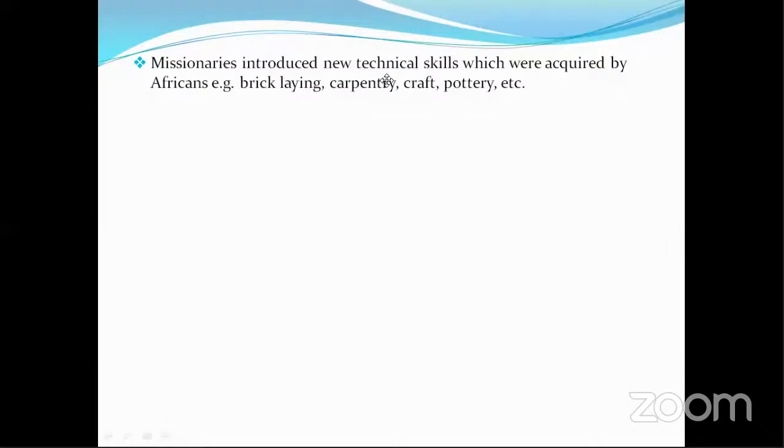The missionaries introduced new styles of dressing. Yes, that is also right. New styles of dressing, that is right. Okay. And of course, that could fall under culture. Okay. Under culture.